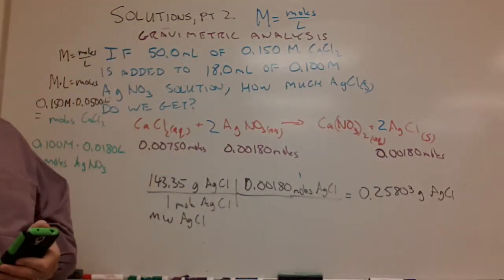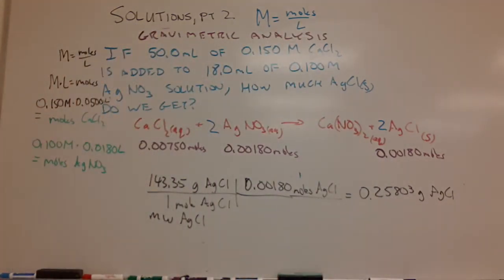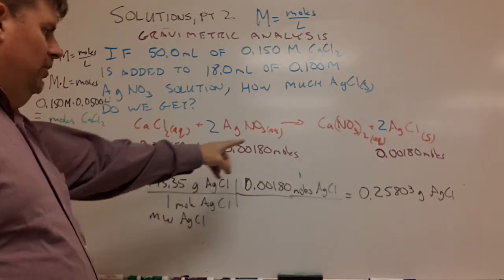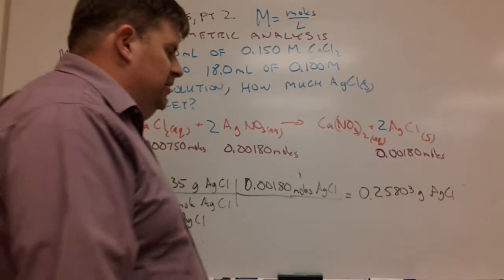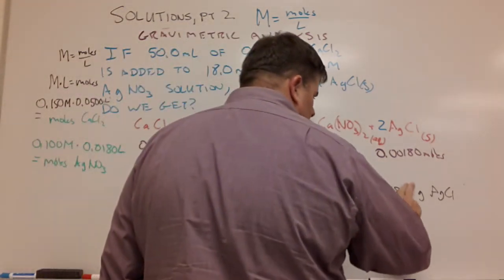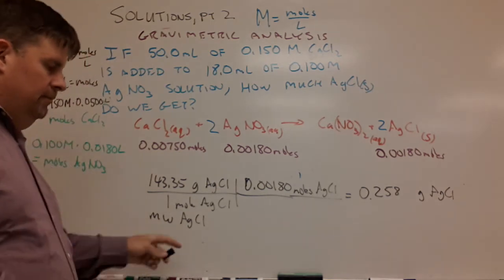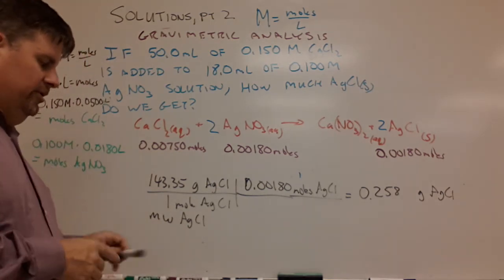Now the astute mind might notice that I have too many sig figs at that point. Now I've been using 3 sig figs for almost all of my calculations. So this is going to boil down to 0.258 grams of silver chloride. All right? You see how that works?